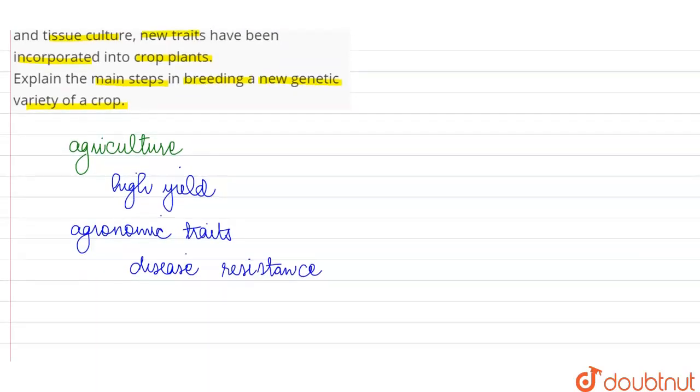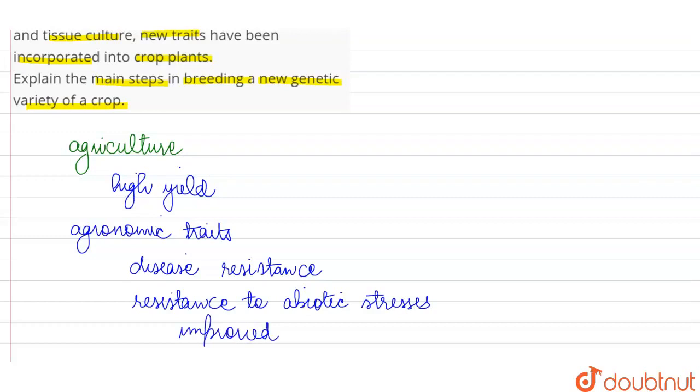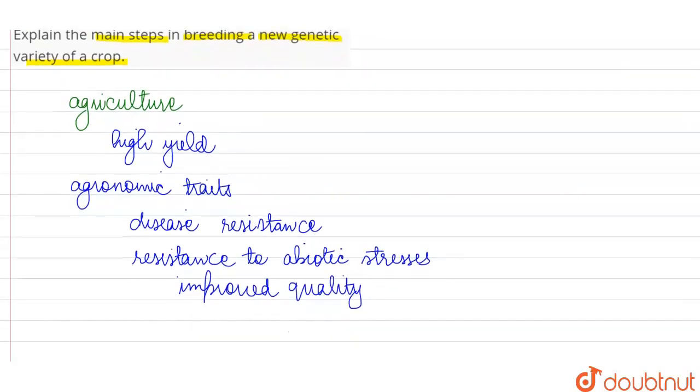And apart from this, we also want resistance to abiotic stresses such as salt, drought, unfavorable climatic conditions, and also improved quality such as enhanced levels of various nutrients. So these are the main traits which we look for in an ideal crop plant. It should give us good yield along with being resistant to diseases, pests, abiotic stresses, and preferably the quality should be improved.